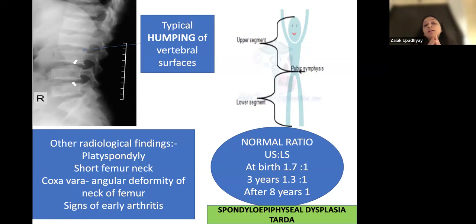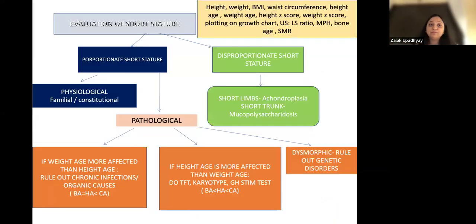And that is why we ordered a genetic test, and it turned out to be spondyloepiphyseal dysplasia tarda. So this is how you come to a diagnosis of disproportionate short stature, what is happening with the child. So this is the significance of upper segment to lower segment ratio, which I am highlighting with this case. So how do you evaluate short stature?